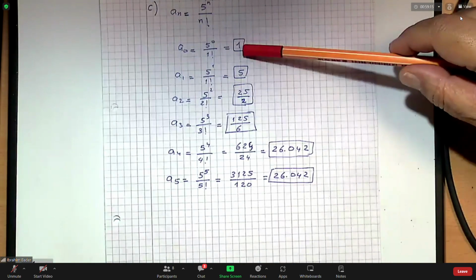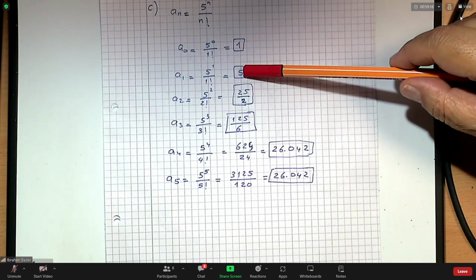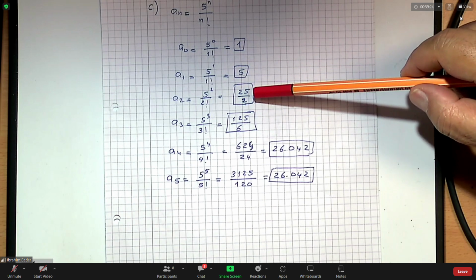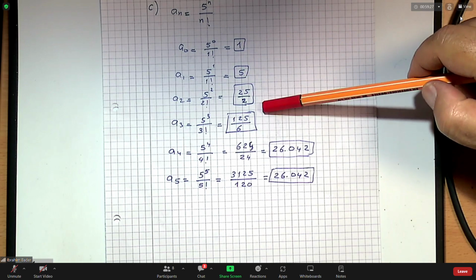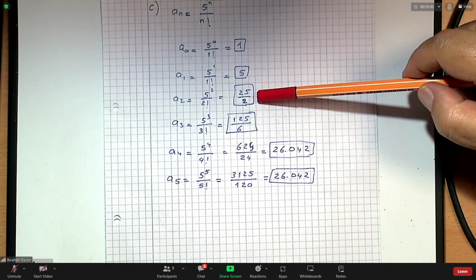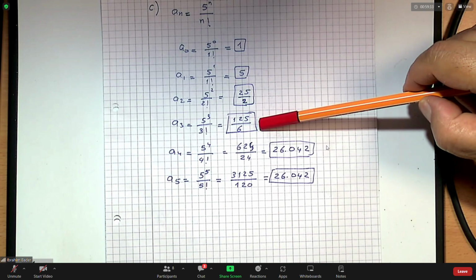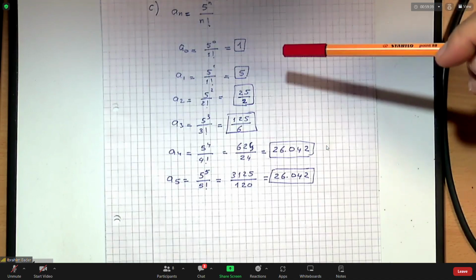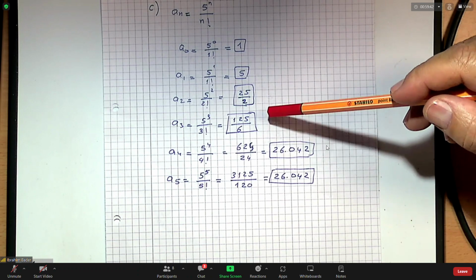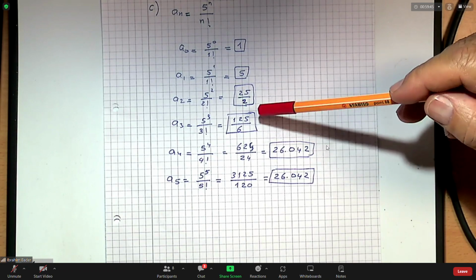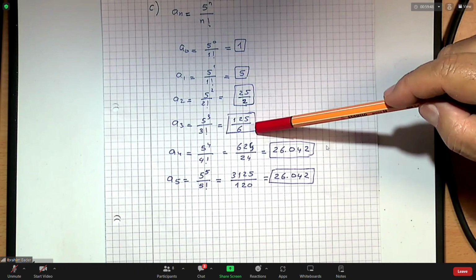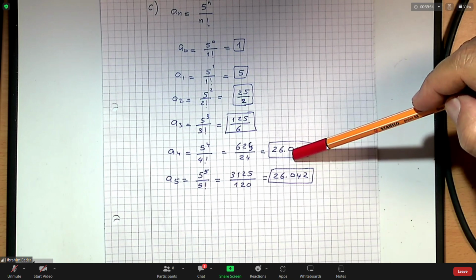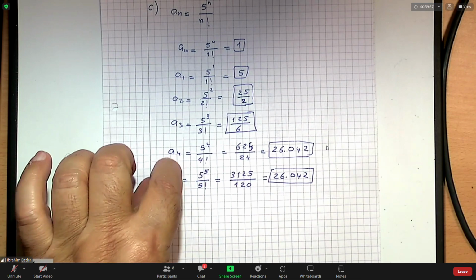At the beginning you have 1, then 5, then 25 over 2, which is 12.5. So as you see, it is increasing. And then this one is maybe about 20 something, so 26. So you see here, A4 and A5 are equal.